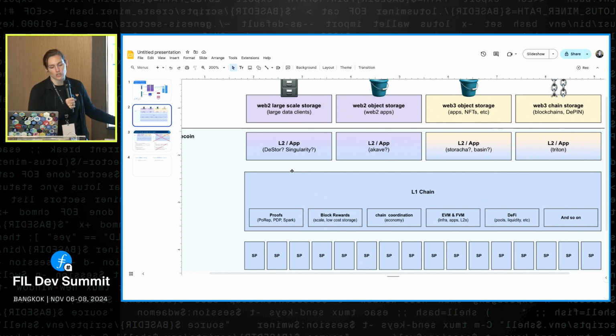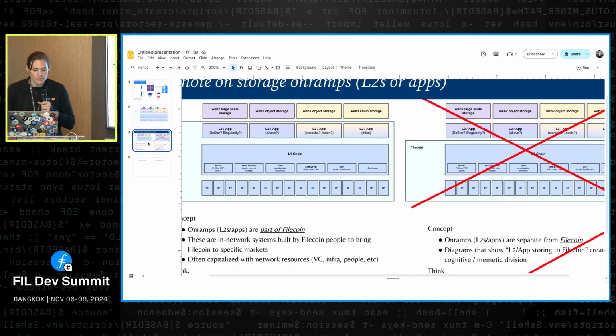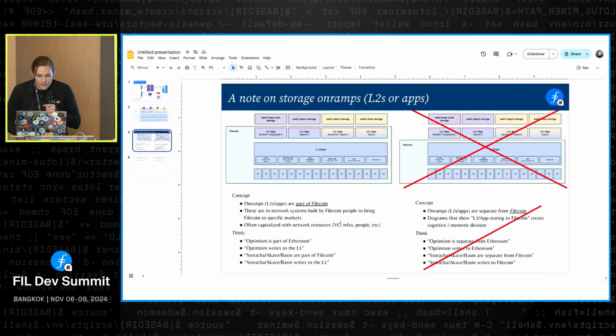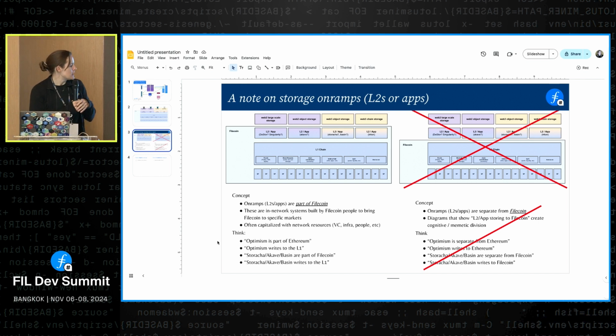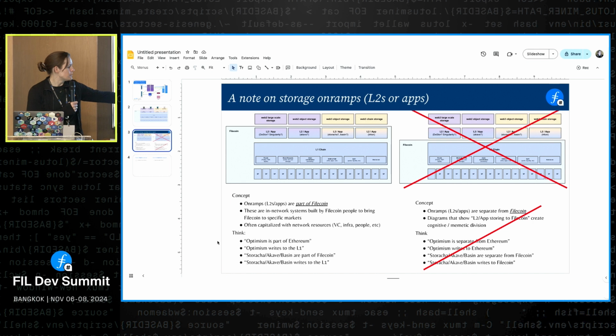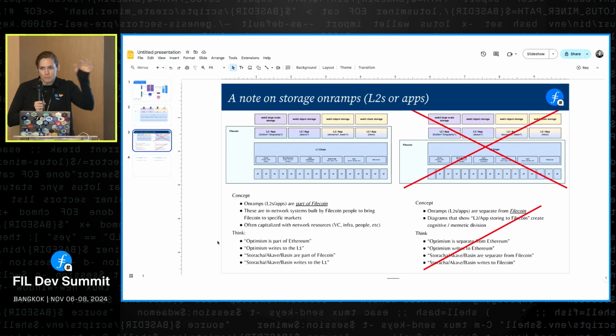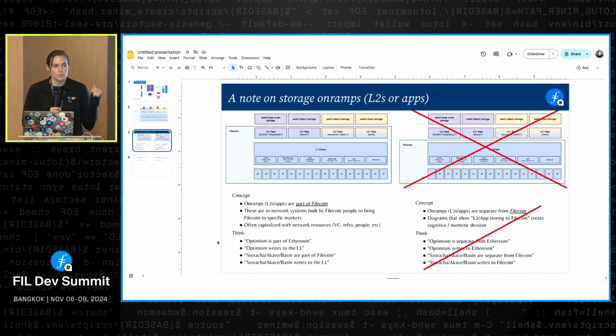We are working on this mission and initiative together. Some of the examples that Juan was describing yesterday as part of the keynote, and the concept here: on-ramps are part of Filecoin. These are systems that are built by the Filecoin people here to bring Filecoin into these markets. They're often capitalized with resources and people and funding from the network.